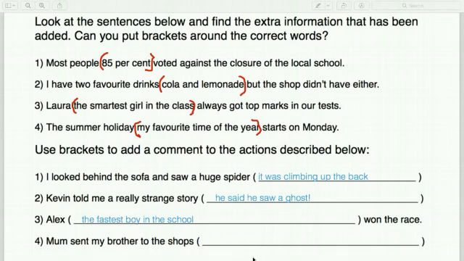Well, I hope that from doing this little exercise together, you've understood how we use brackets, where we use brackets, and why we use brackets. And I hope that that's going to help you with your writing in the future.